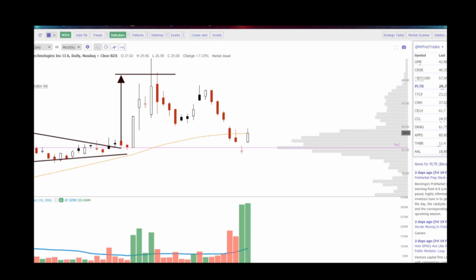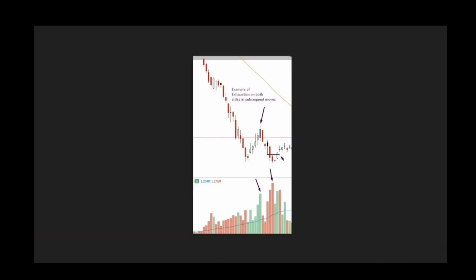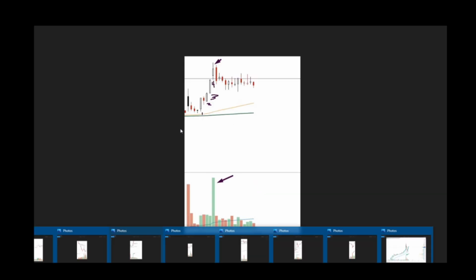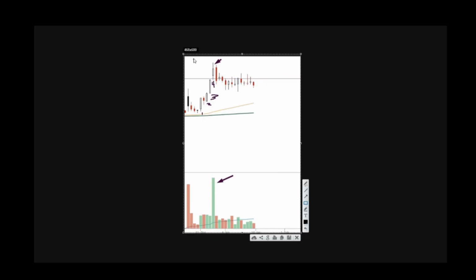Close this one. I've got examples everywhere. Sorry guys, hold on. Okay, so I think this is supposed to be an example of the buyer exhaust. Yep.